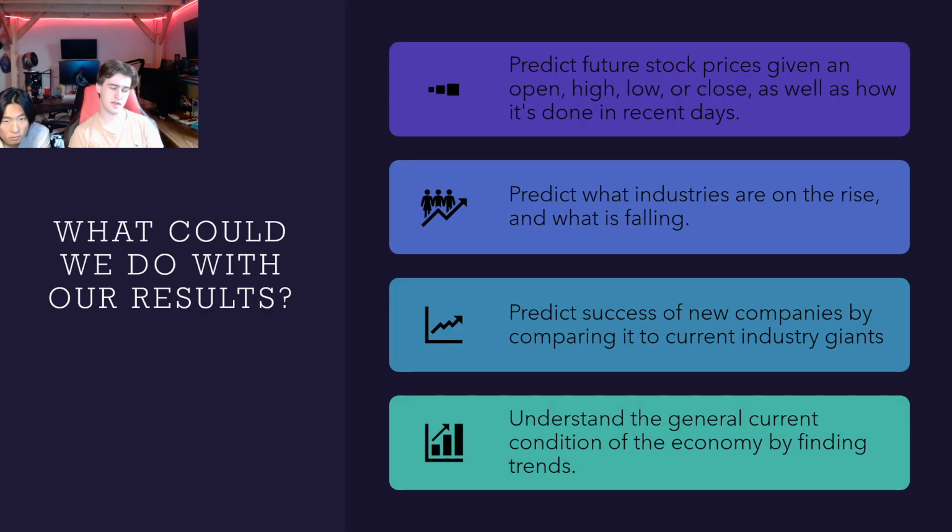We can also understand the general current conditions of the economy by finding trends. If the trend is that all stock prices, on average, are going up for that year, obviously the economy is doing pretty well. And if they're going down rapidly, obviously the economy isn't doing very well.